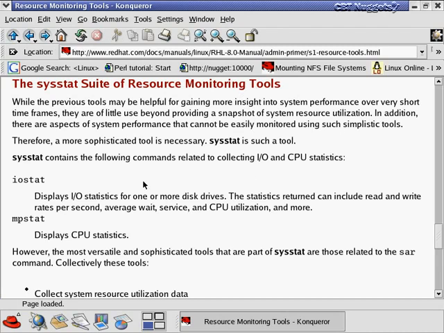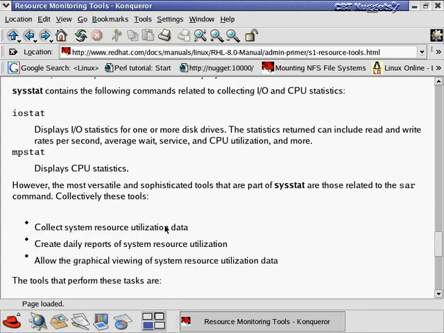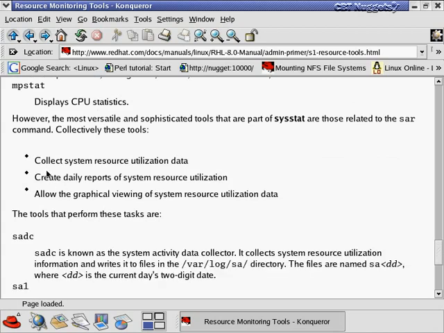Now the last thing I want to talk about in this nugget before we wrap up is the sysstat suite of resource monitoring tools. You can see here the address at redhat.com, in the manuals for Red Hat 8. Basically the sysstat suite lets you do the same kinds of things we've talked about already, and you can see it mentions iostat and mpstat and so on. But what it's really doing is allowing you to collect system resource utilization data, create daily reports of that data, and also allow graphical viewing of that data.